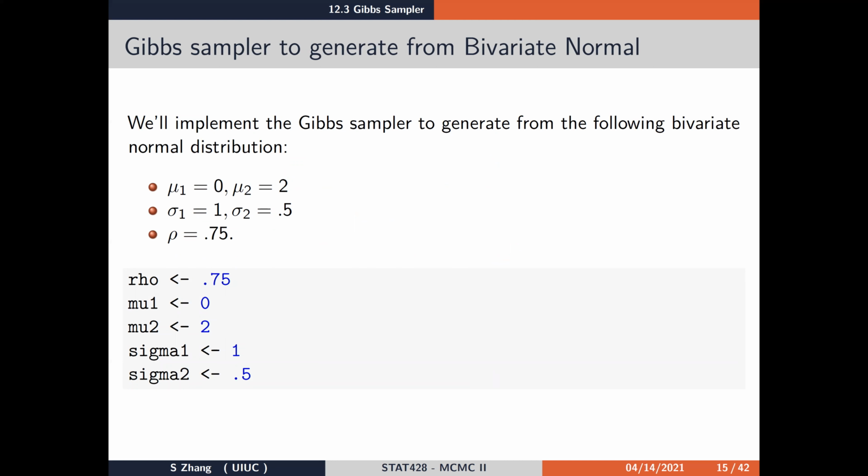We will implement the Gibbs sampler to generate from the following bivariate normal distribution, with the mean of the first dimension given by 0, the mean of the second dimension given by 2, the standard deviations are 1 and 0.5 respectively, and the two dimensions are correlated at 0.75.